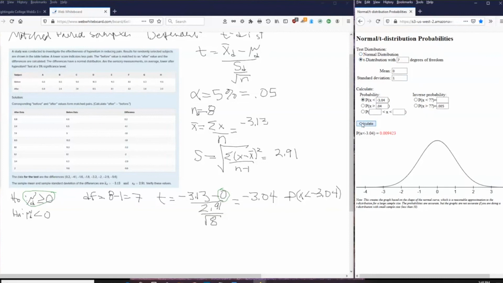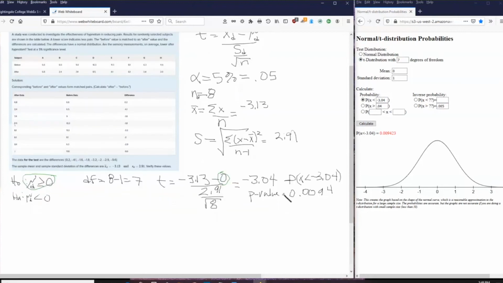There we go. Okay, so you're going to calculate doing the t-distribution with 7 degrees of freedom. You've got your mean is 0, standard deviation of 1. Then you've got your p-value. You're looking for x less than negative 3.04. That's going to give you a probability, or a p-value, that is going to equal 0.0094.